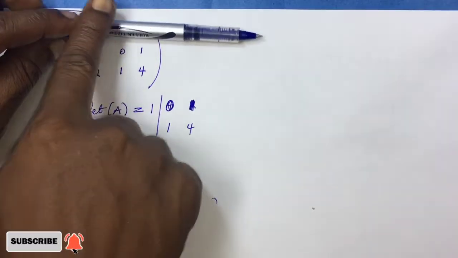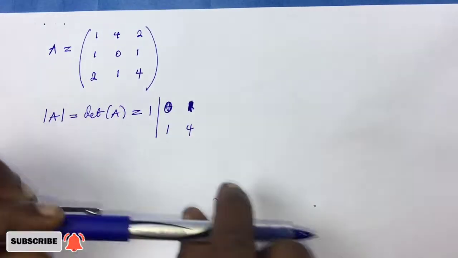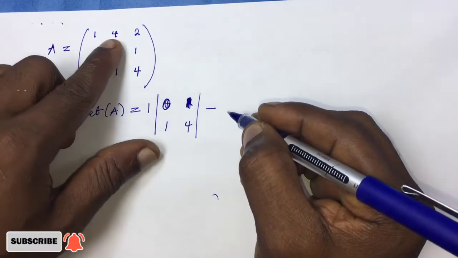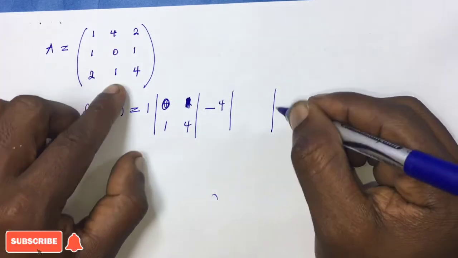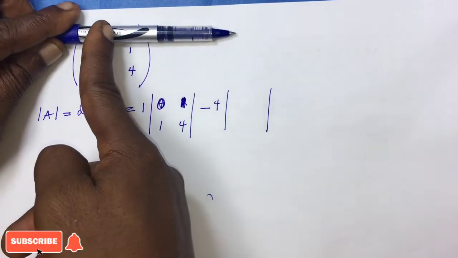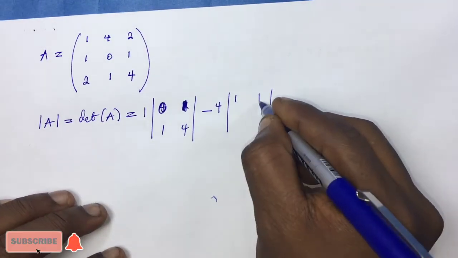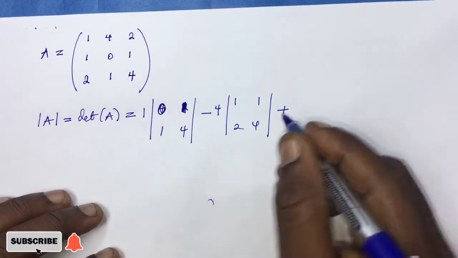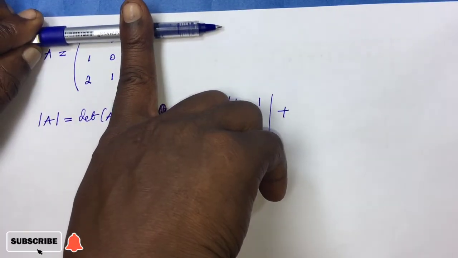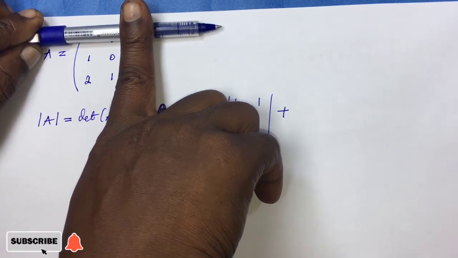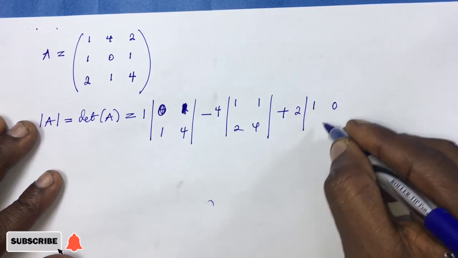That is this. The minor of 1, this element here, times its minor. Then minus, since we are using the first row, minus 4 times the minor of 4, which is 1, 1, 1, 1, 2, 4, 1, 1, 2, 4, plus the last element here, 2. Remember, we are trying to obtain the determinant along the elements of the first row, okay? So that will be 2 times 1, 0, 2, 1.